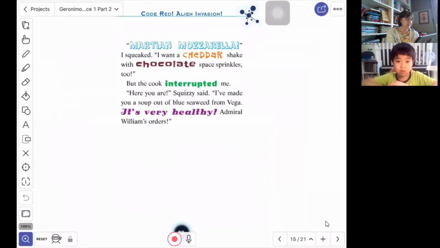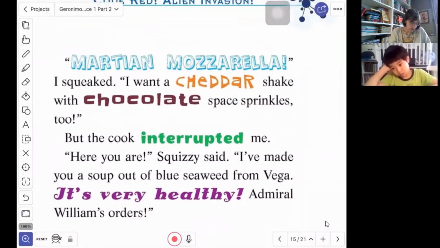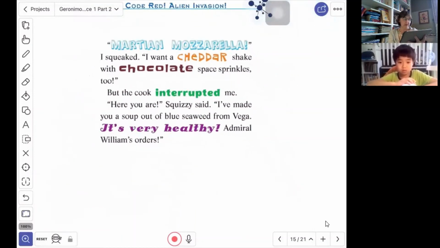Let's see here. As soon as we know what Geronimo is going to have to eat, we'll stop here. Martian mozzarella, I squeaked. I want a cheddar shake with chocolate space sprinkles too, but the cook interrupted me. Here you are, Squizzy said. I've made you a soup out of blue seaweed from Vega. It's very healthy. Admiral Williams orders. Let's see what it looks like.